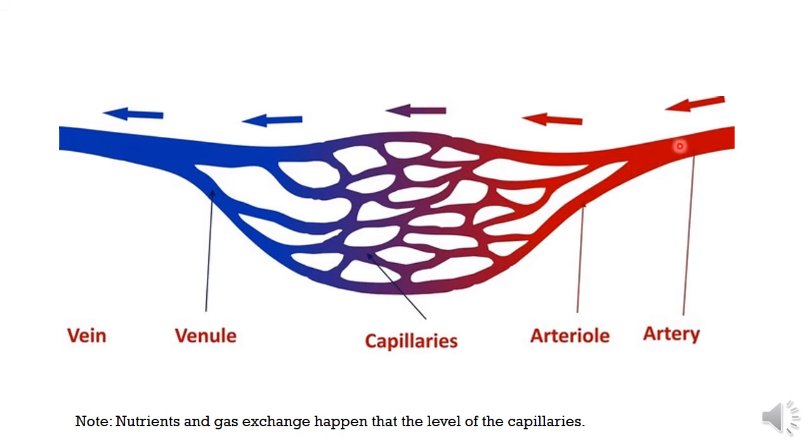So from the artery, which is a thick structure, branching out into the arterioles, which branch out further into the capillaries. So remember, at the level of the capillaries, this is where the gas exchange and nutrient exchange is taking place. Then the capillaries carry away the deoxygenated blood, which branches out into the venules, and finally branching back into the thick structure known as veins to be carried back to the heart.